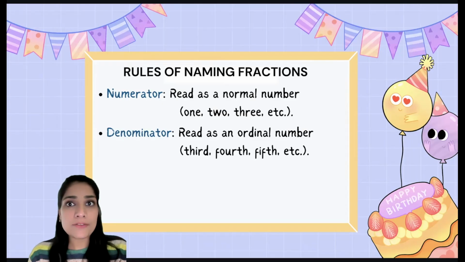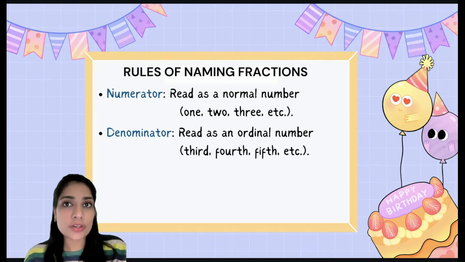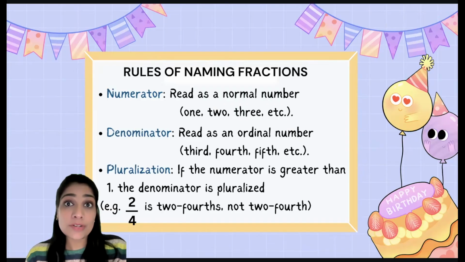But this doesn't have first and second. Have you wondered why? Well, whenever you see 2 in the denominator, it will be called with a special name called half. There is also a special rule. If the numerator is greater than 1, the denominator is pluralized. Example, say you have 2 out of 4. Here the numerator is 2, which is greater than 1. So this will be called 2 fourths, not 2 fourth.